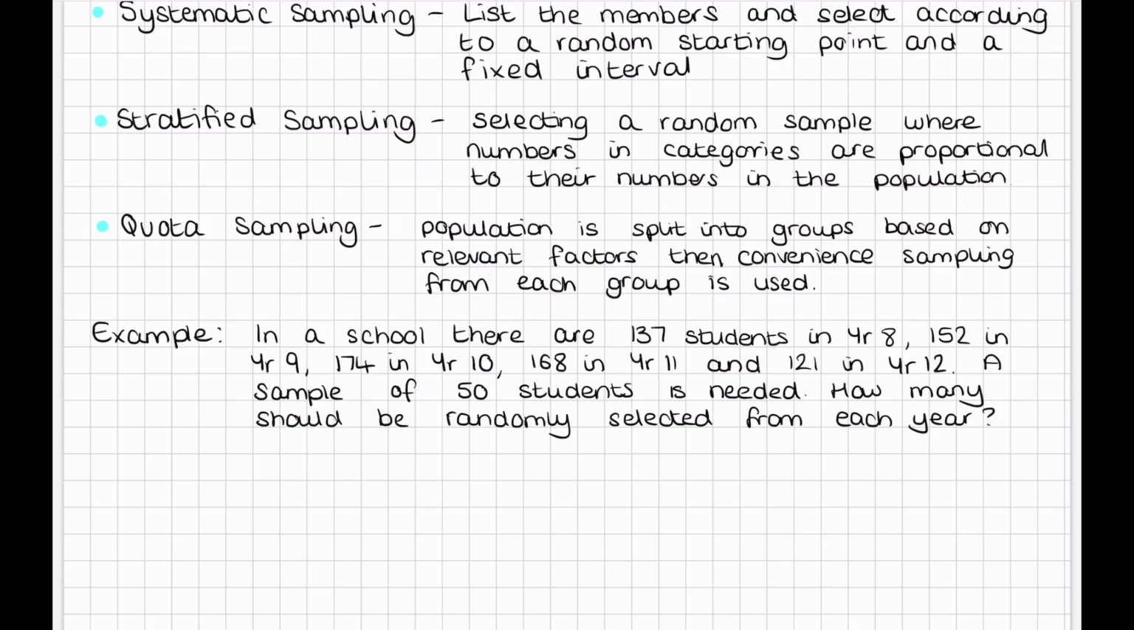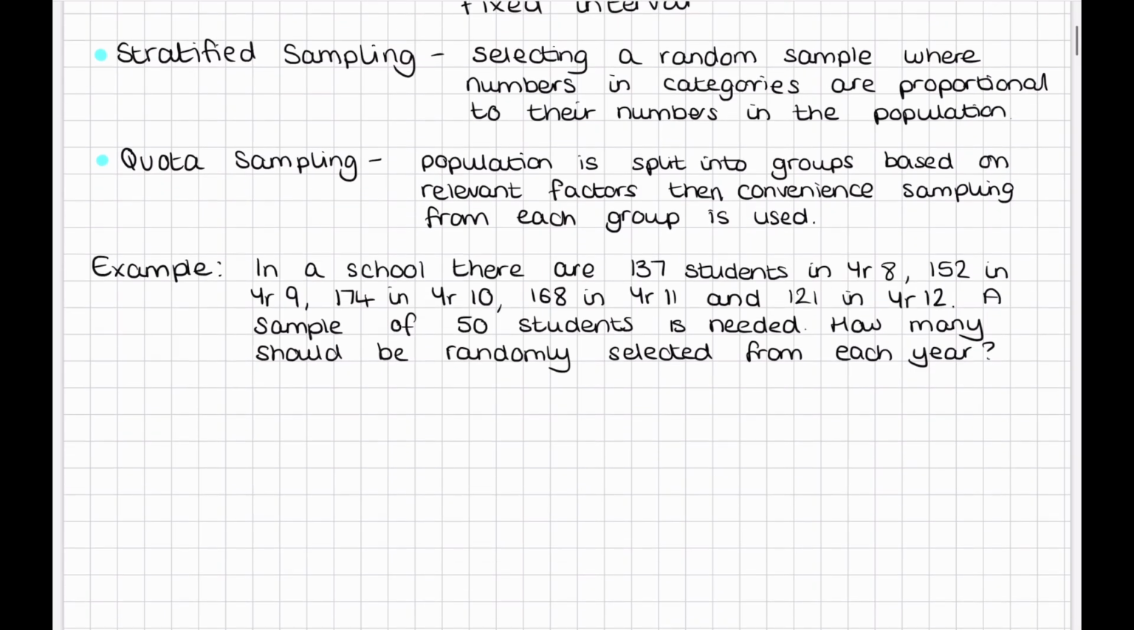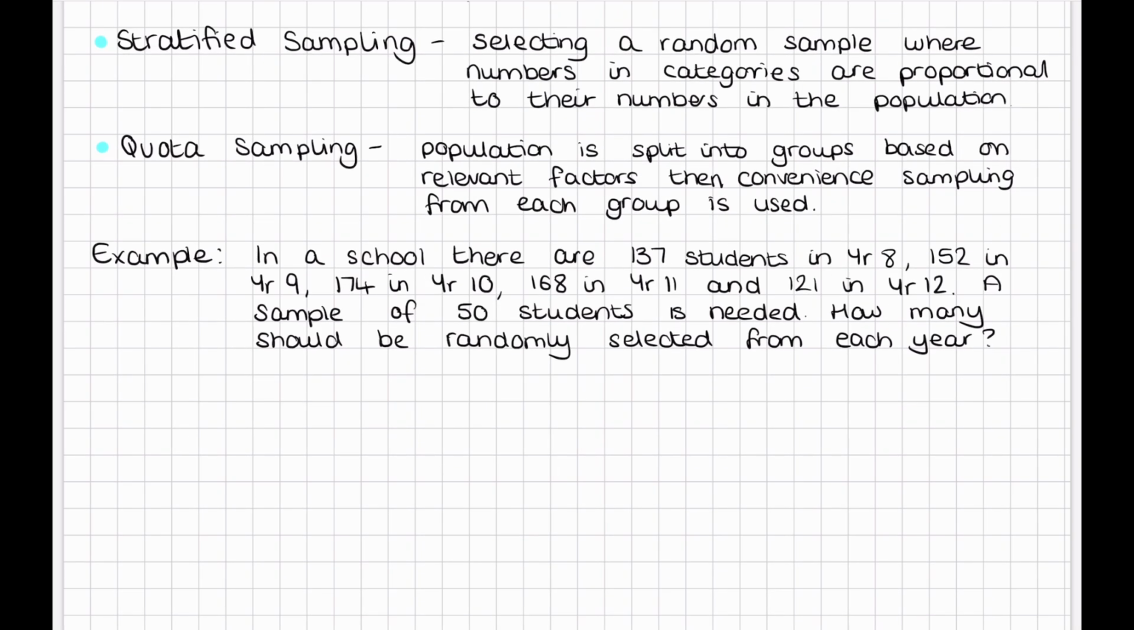So this is going to be stratified sampling, where we want to take the same proportion from each year level out of our total sample. So the first thing I need to do here is work out how many students I have in total. So if I add up all the numbers, we end up with a total of 752 students in the school. Now I'm wanting a sample of 50 students, so I need to work out what proportion of year 8 make up the whole student body.